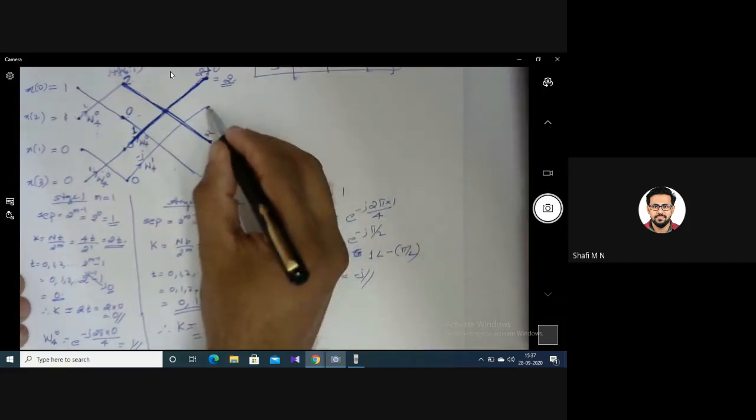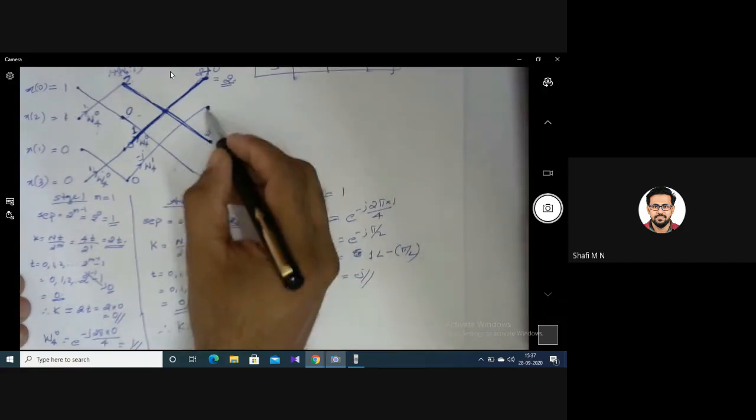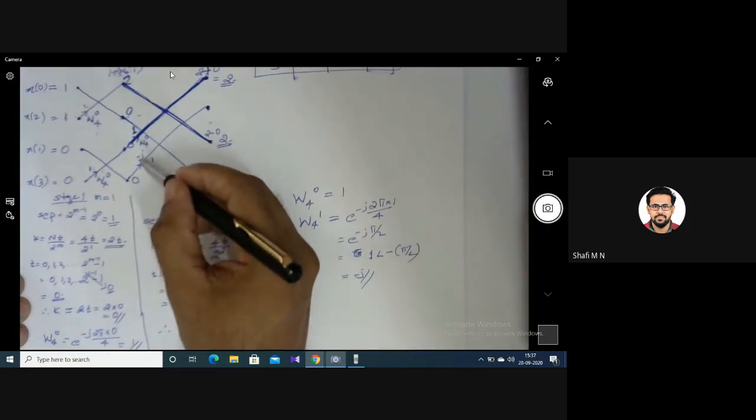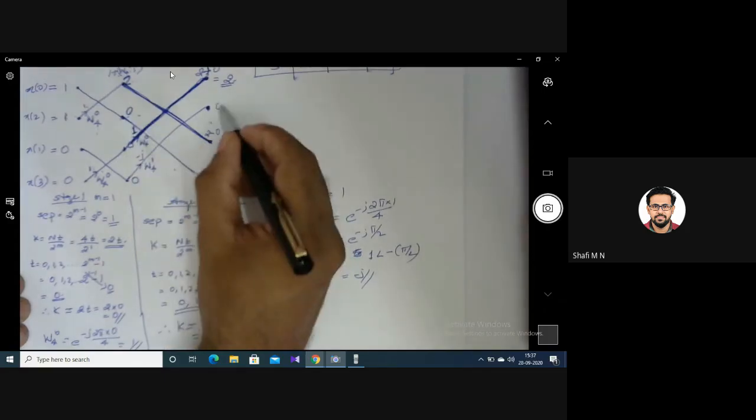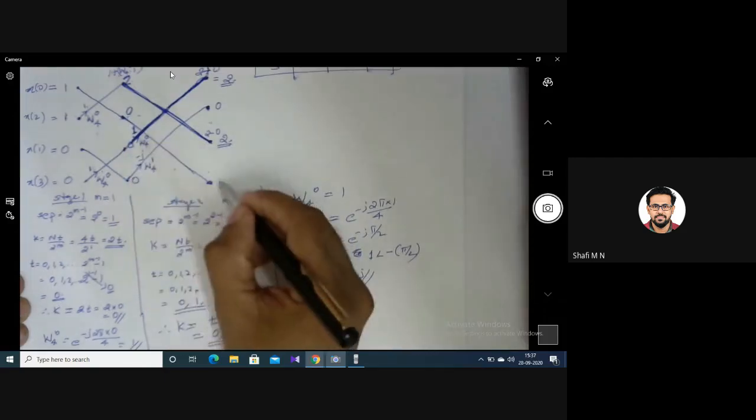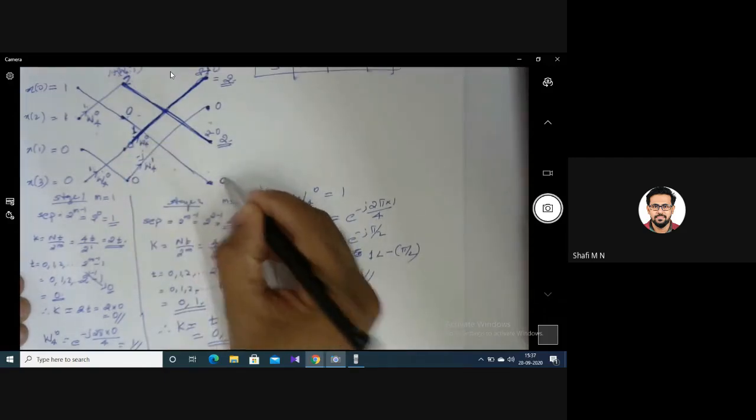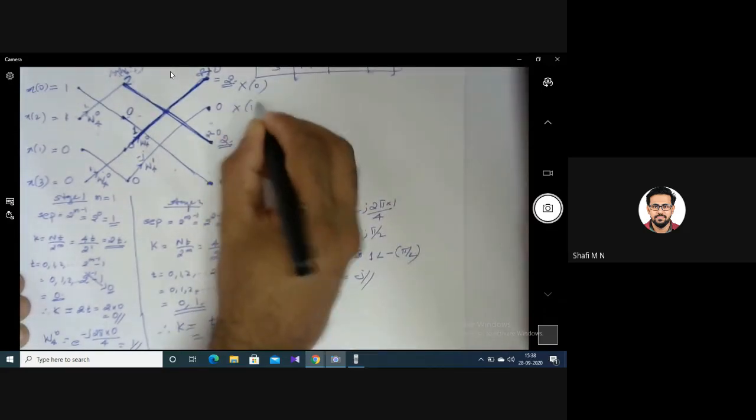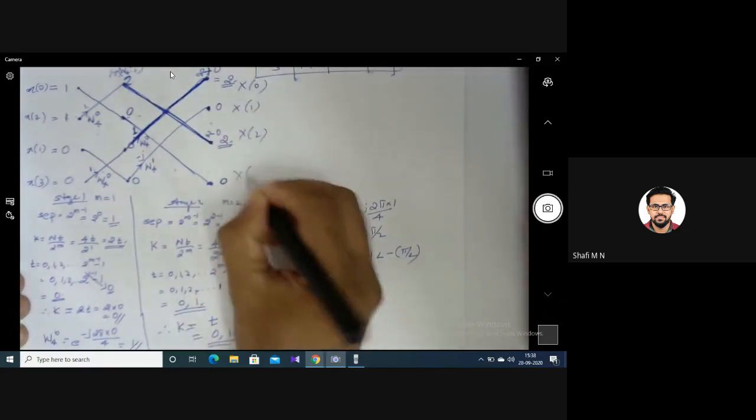Now let's solve these butterflies. What is this? 0 plus 0 into minus j, right? So that will be 0 again. And here 0 minus 0 into minus j, so that will be 0. So this will be your x of 0, this will be your x of 1, this will be your x of 2, and this will be your x of 3.